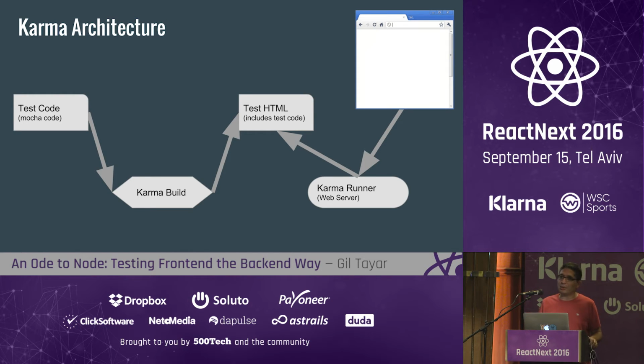You take the test code, the Mocha code, you run it through a Karma build. What the Karma build does is create an HTML with JavaScript, etc., that includes the test code in a certain pre-processed way. And then there's a Karma runner which you use. It's a web server which serves that HTML to the browser. And then the browser can run the tests. Wow. This is a bit difficult for me, but this is basically what happens in a Karma scene. Let's run it. Let's use Karma to run this.